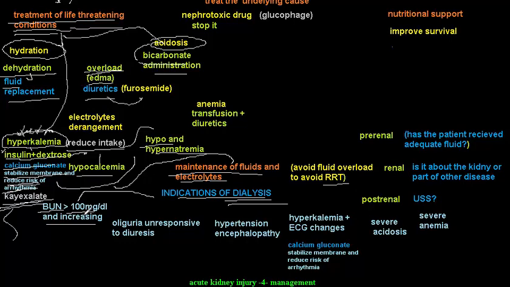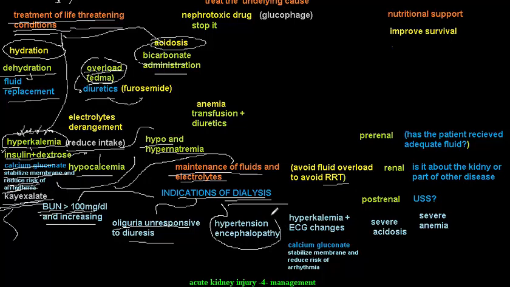Actually, blood urea nitrogen is a byproduct of protein breaking down in the body, and I told you how to use it to differentiate between pre-renal and renal causes. Now we are talking about renal dialysis. More than 100 milligram per deciliter of blood urea nitrogen is an indication for dialysis. If you have oliguria that is unresponsive to diuresis, you have to do renal dialysis. You have overload edema and you give diuretics and it is not working, so you have to do renal dialysis.